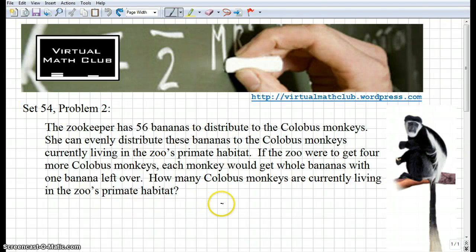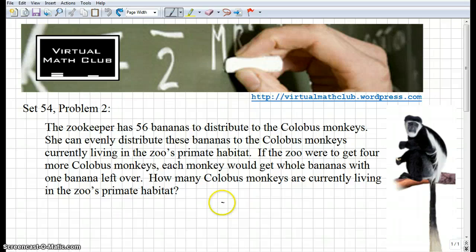All right, in this problem, the zookeeper has 56 bananas to distribute to the colobus monkeys, and she can distribute them evenly to these monkeys. Okay, so what does that tell us? That tells us that 56 is a multiple of the number of colobus monkeys.